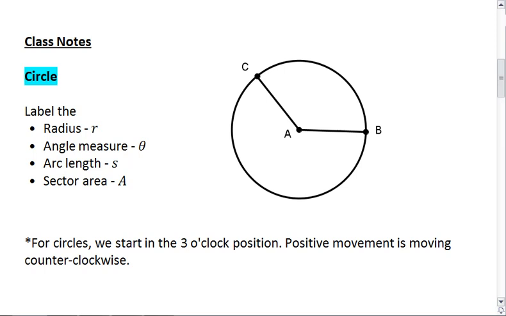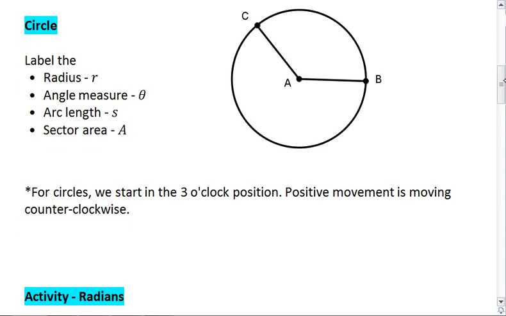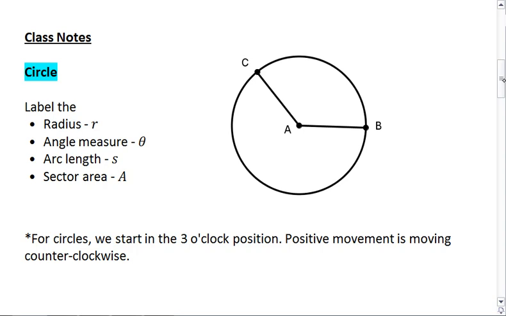Alright, first things first, we have a circle. In our circle, we're going to label the radius, the angle measure, arc length, and sector area. If you already know these parts, you can try to work this out on your own first. If not, you can watch along and hopefully learn where these parts are. Our radius is the distance from the center to any point on the circle. So both AB and AC are our radius, R.